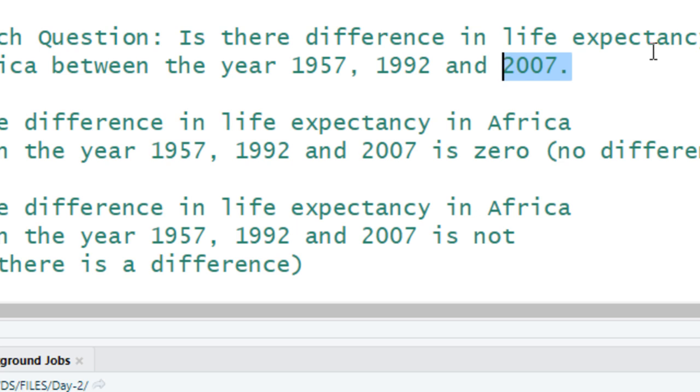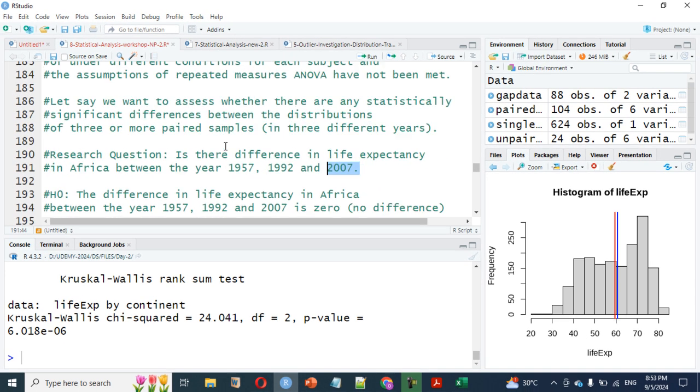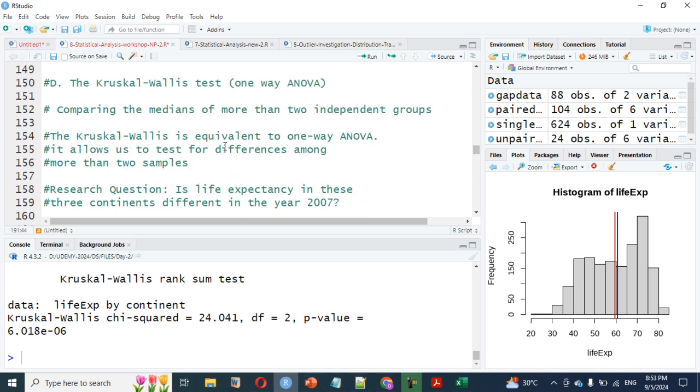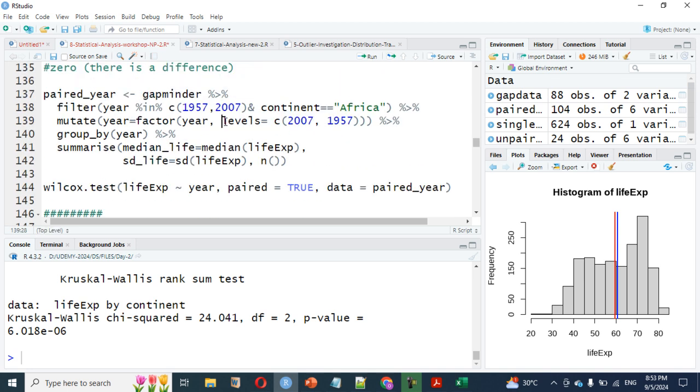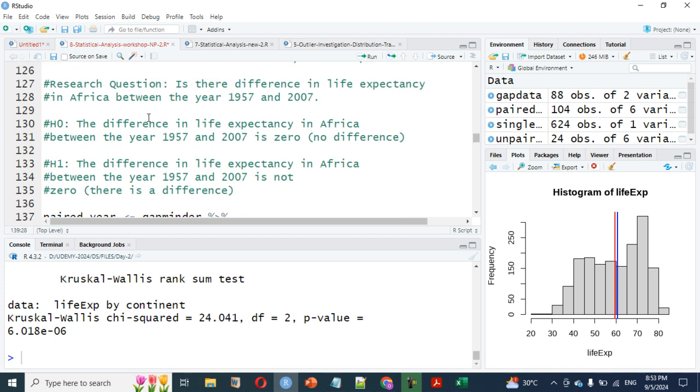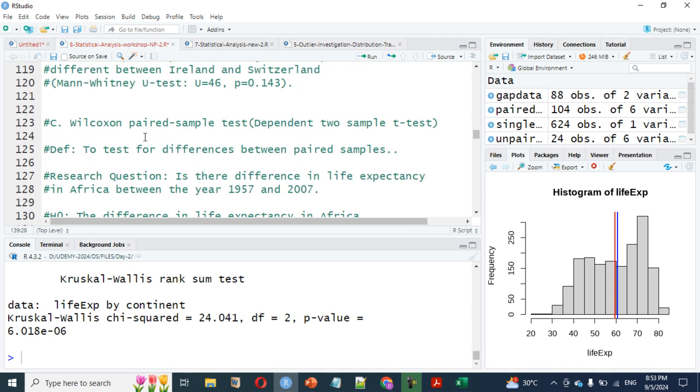So now, the problem: we have done one before. Don't forget, let me show you again. We dealt with one here. This one only uses what we call paired samples. This is a paired sample dependent test. But what if it's more than 2? This one did only 2. That's the difference now.